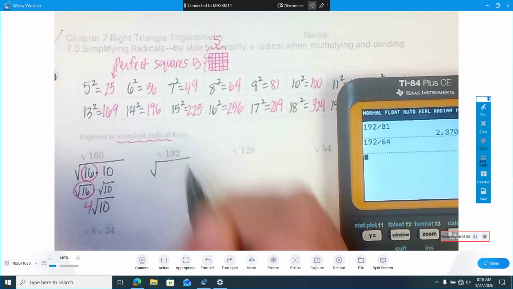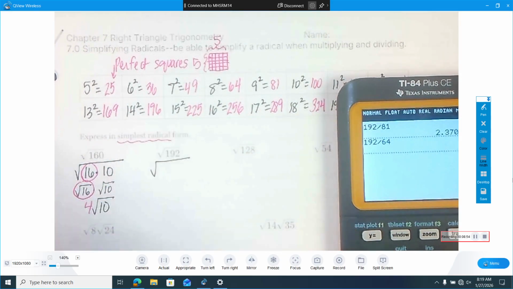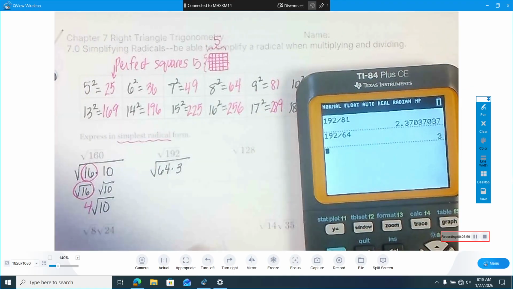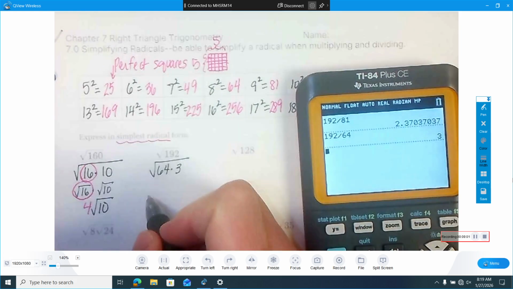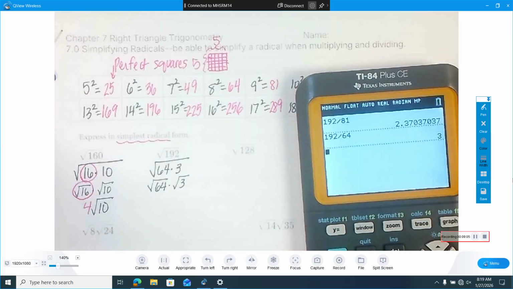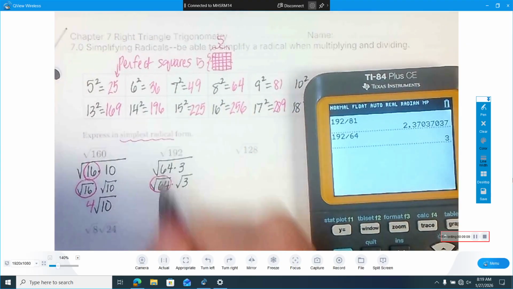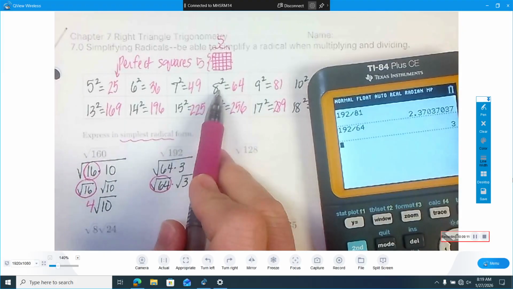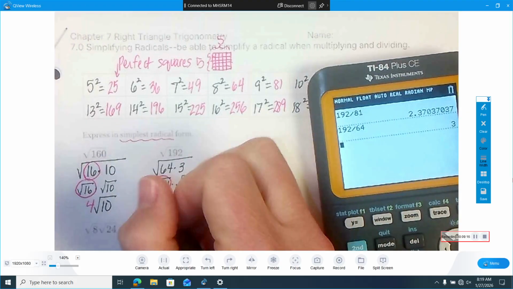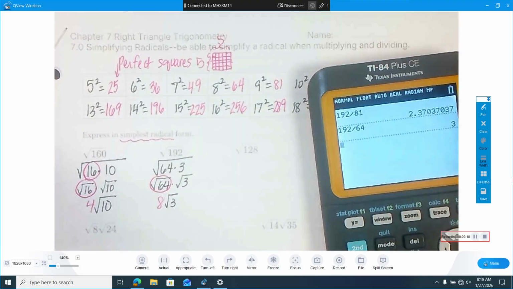So it turns out that 192 happens to be 64 times 3, which of course I can split apart into 2 little baby radicals. Square root of 64 times the square root of 3. And what is the square root of 64? 8. It is the base. 8. And the square root of 3 is going to just stick on the end here.